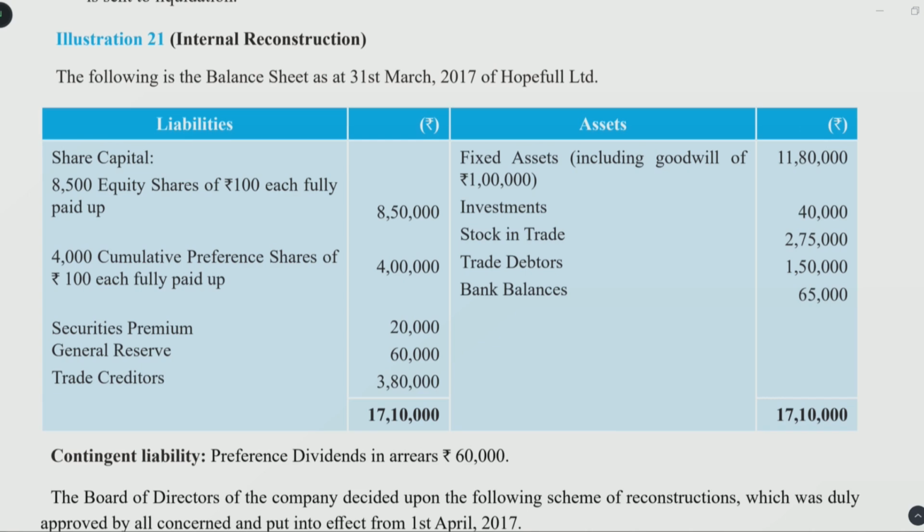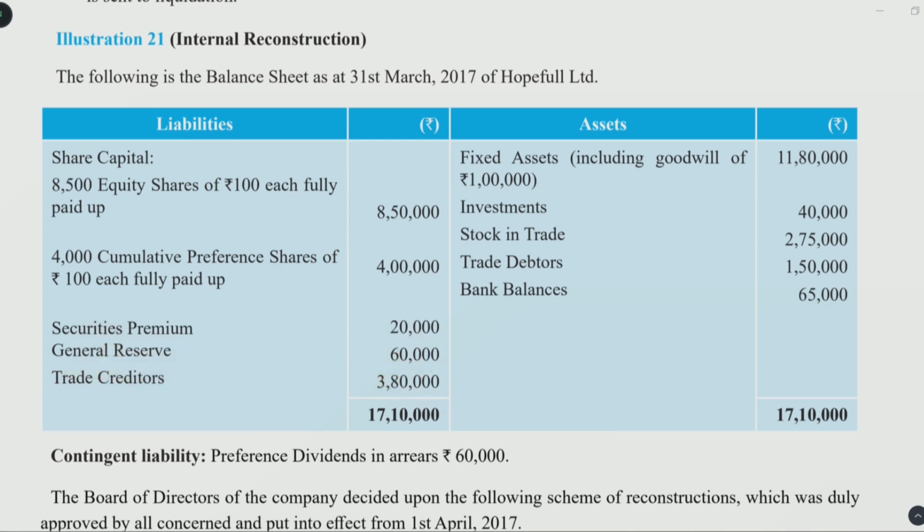So let us read this illustration. Illustration 21 on internal reconstruction. The following is a balance sheet as at 31st March 2017 of Hopeful Limited. Look at the balance sheet carefully. Share capital: 8,500 equity shares of 100 each fully paid up, so the amount is 8,50,000. 4,000 cumulative preference shares of 100 each fully paid up, 4 lakhs. Securities premium 20,000. General reserve 60,000.